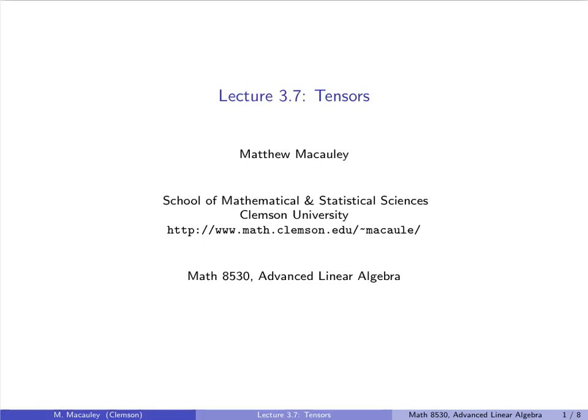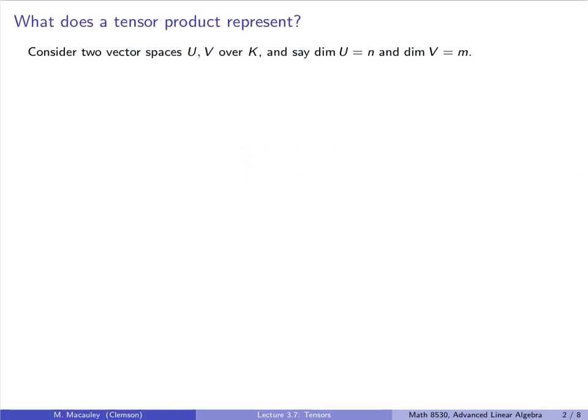Welcome to Lecture 3.7, Tensors. The formal definition of the tensor product of two vector spaces is quite abstract. However, the concept that it represents is actually fairly straightforward, and this is really well illustrated with some choice examples.